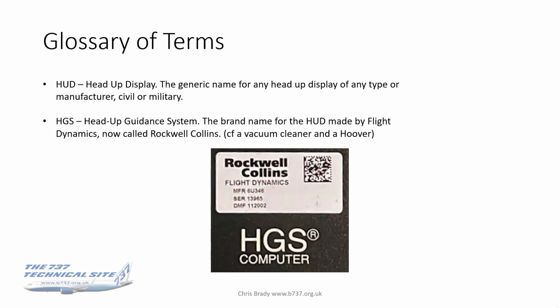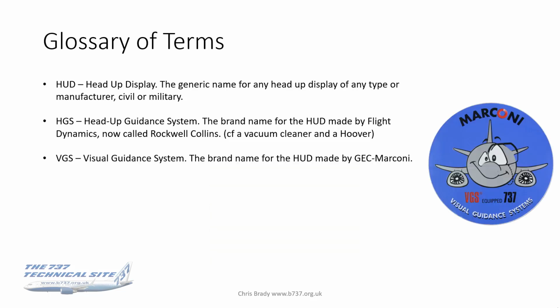So HGS stands for Head-Up Guidance System. This is the brand name for a HUD made by Flight Dynamics or Rockwell Collins. So a brand name, it's a bit like calling a vacuum cleaner a Hoover, or paper tissues, calling them Kleenex. Okay, so HGS is a brand name, but because it's so dominant in the 737 market, the terms are often interchanged. The other player, of course, is the Marconi system.